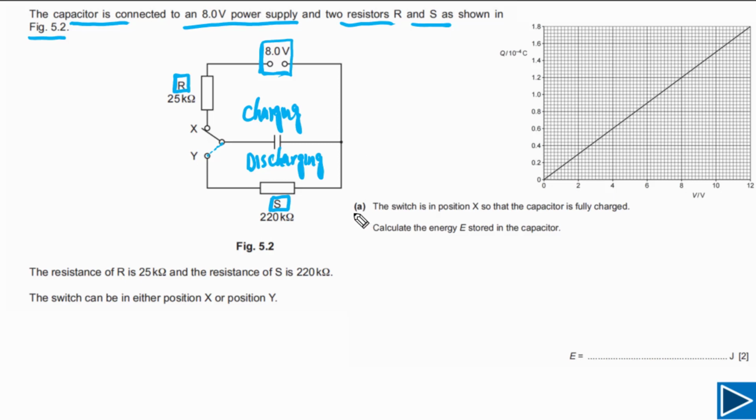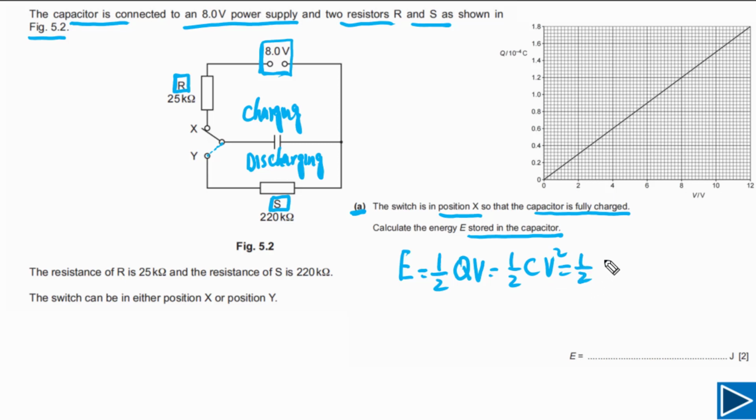Now let's move on to part A and try to answer it. For part A, the question says the switch is in position X so that the capacitor is fully charged. We need to calculate the energy E stored in the capacitor. Energy stored in a capacitor is equal to 1/2 QV, or we can say 1/2 CV squared, or 1/2 Q squared over C.